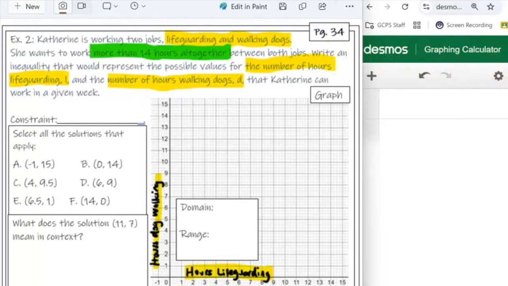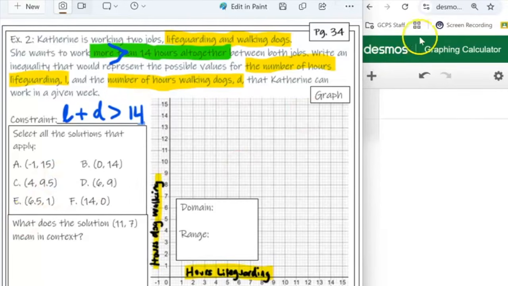As you can see, I'm going to the right-hand side. And if you look on the x-axis, the right-hand side is greater than. My right hand is greater. So I should have this more than has that. Okay, so between both jobs, number of hours lifeguarding plus the number of hours dog walking, total must be greater than 14. And that's how you write an inequality. So just based on the information they give you.